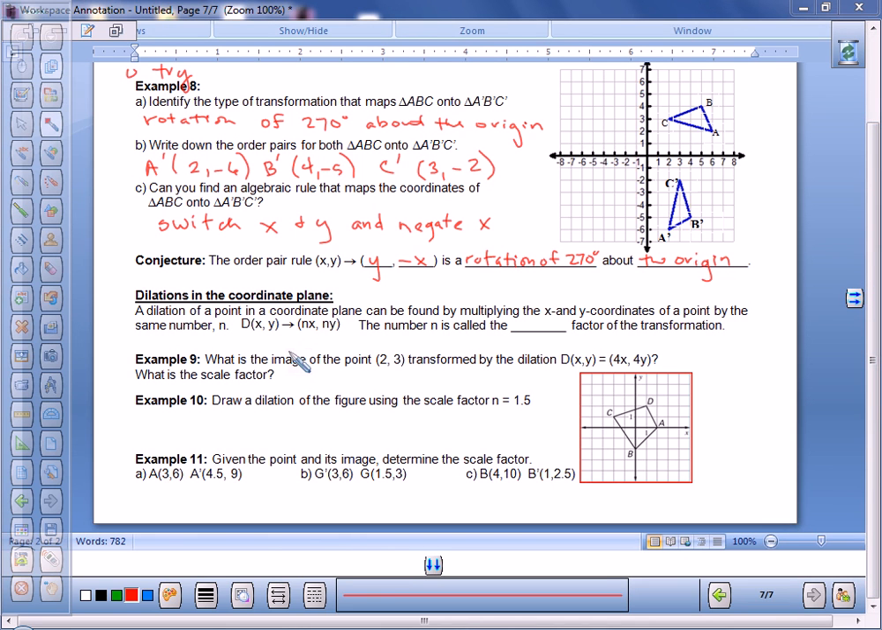All right, last transformation is a dilation. And unless otherwise stated, our dilation is going to be through the origin.